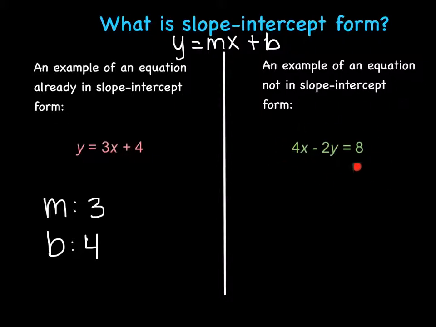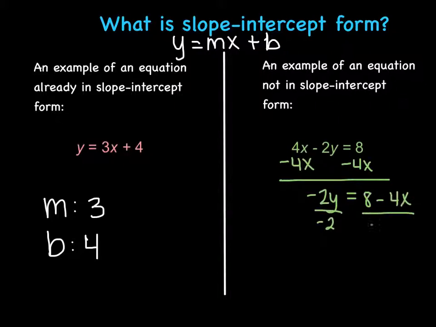On this example over here, if my goal is to identify the slope and the y-intercept, I can't do that yet because it's not in slope-intercept form. The reason we know that it's not is because y is not isolated. So the first objective would be to isolate y using reverse PEMDAS. So first I'm going to get rid of my 4x, and I'm left with negative 2y equals 8 minus 4x. Y is not isolated yet, so I'm still going to divide by negative 2.